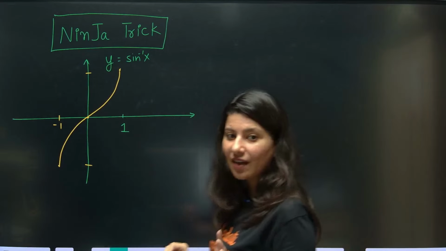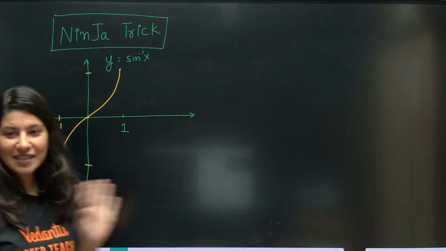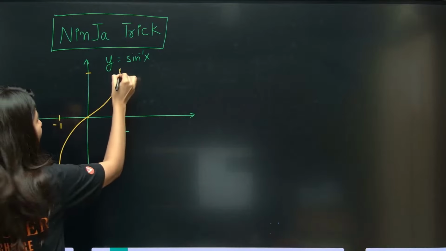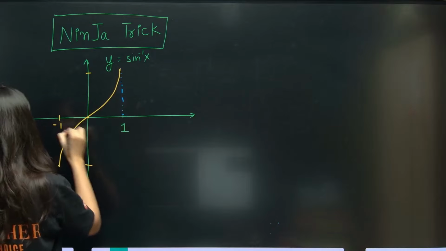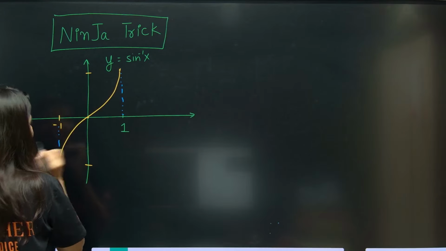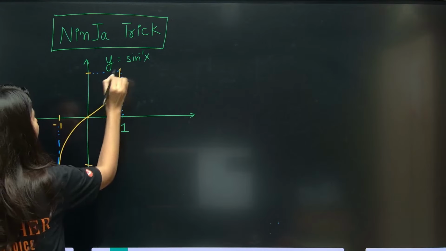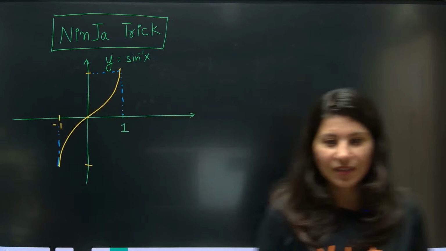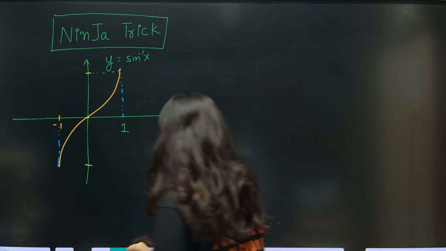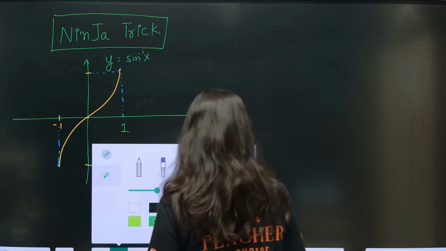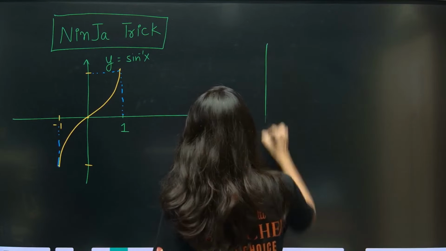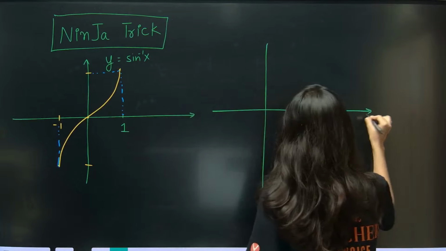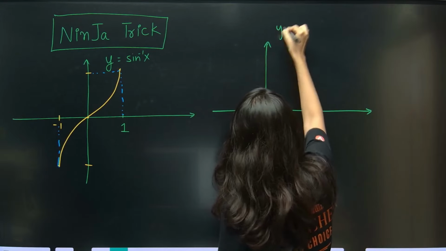If you forget this graph, the ninja trick won't save you. This much effort you will do, the rest I will take all on my shoulder. But sin inverse, you should remember. And cos inverse also. Cos inverse, let me plot it over here. So, y equals cot inverse.